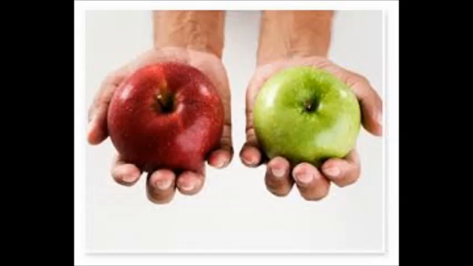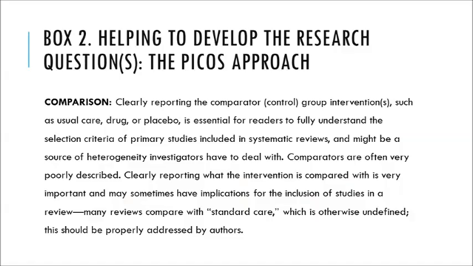C is for comparison, what the intervention or exposure is being compared to. Clearly reporting the comparator or control group interventions such as usual care, drug, or placebo is essential for readers to fully understand the selection criteria of primary studies included in the systematic review. It might be a source of heterogeneity investigators have to deal with.